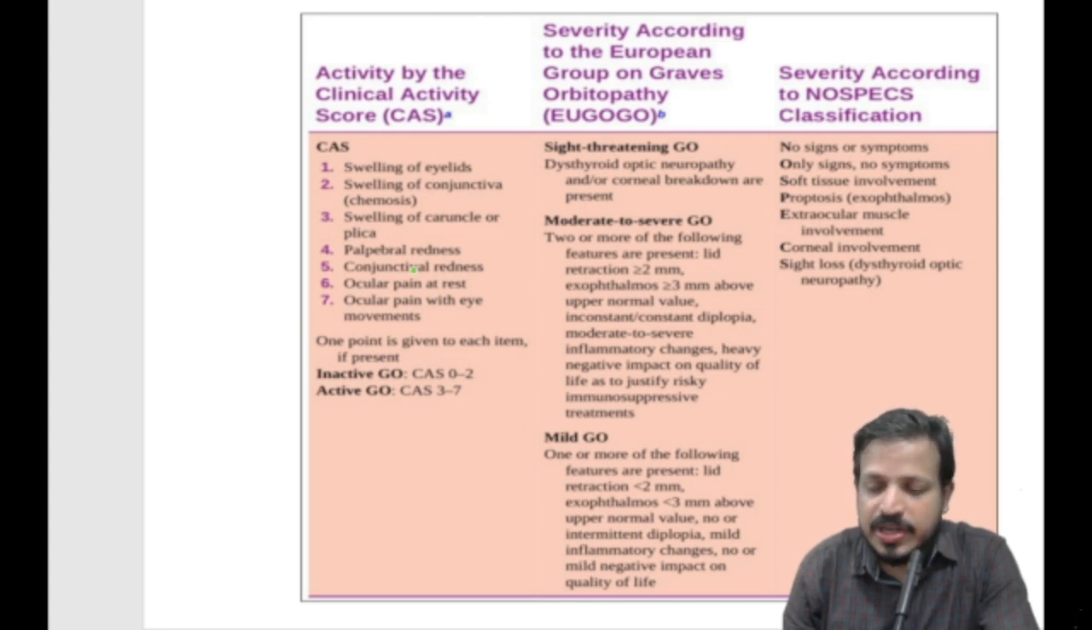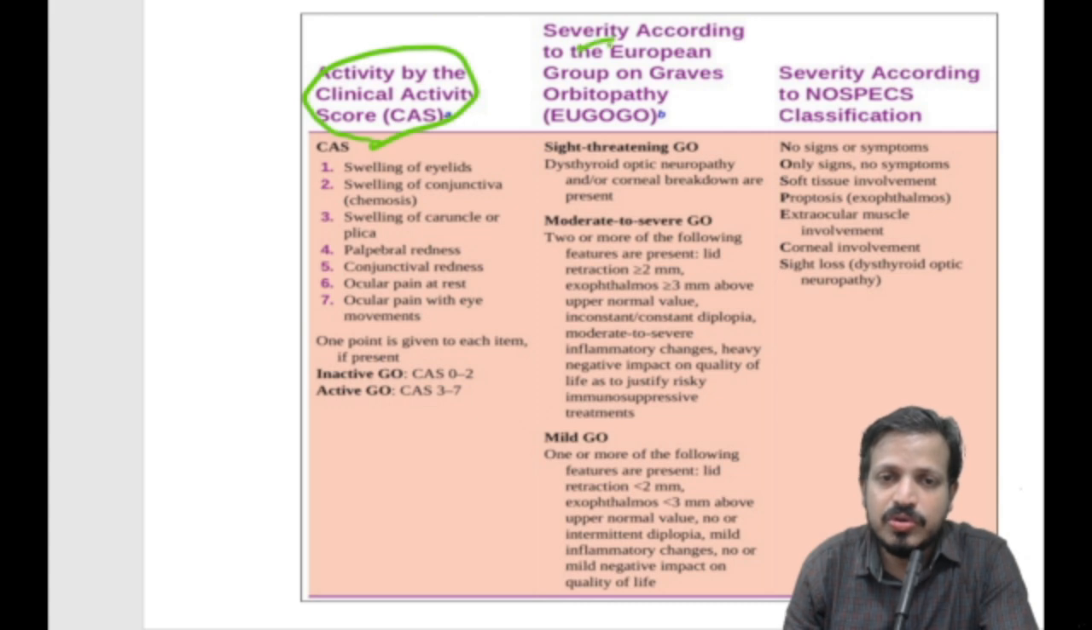Then coming to the same things, that is the clinical activity score and the severity score. So it is a revision. What is the clinical activity score? There are 7 points. 2 for pain, that is pain at rest and pain on eye movement, 2 for redness, that is palpebral redness and conjunctival redness, and 3 for swelling, that is swelling of the eyelid, swelling of the conjunctiva or chemosis, or swelling of the caruncle or plica. So 1 point is given to each item.